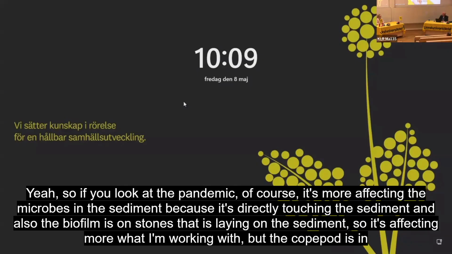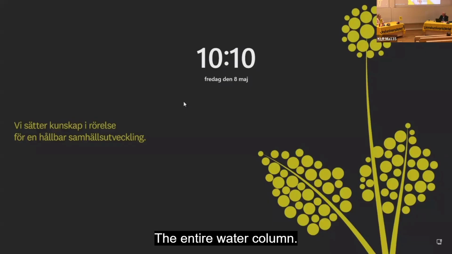Yeah, so if you look at the benthic, of course, it's more affecting the microbes in the sediment because it's directly touching the sediment, and also the biofilm is on stones that are lying on the sediment, so it's affecting more what I'm working with, but the copepod is in the entire water column.